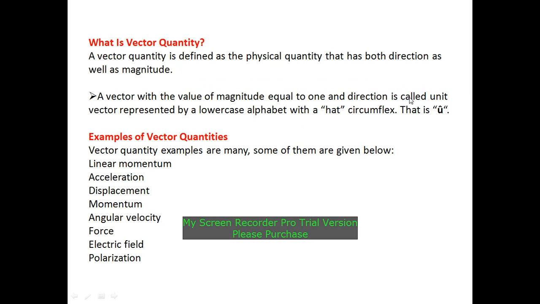And here I mention how we represent the vector quantity. So you know that it is u cap. So u cap is mentioned as a vector quantity of that particular physical quantity. Sometimes u cap is also mentioned as a unit vector, and if it has an arrow here, then it is only a vector quantity.